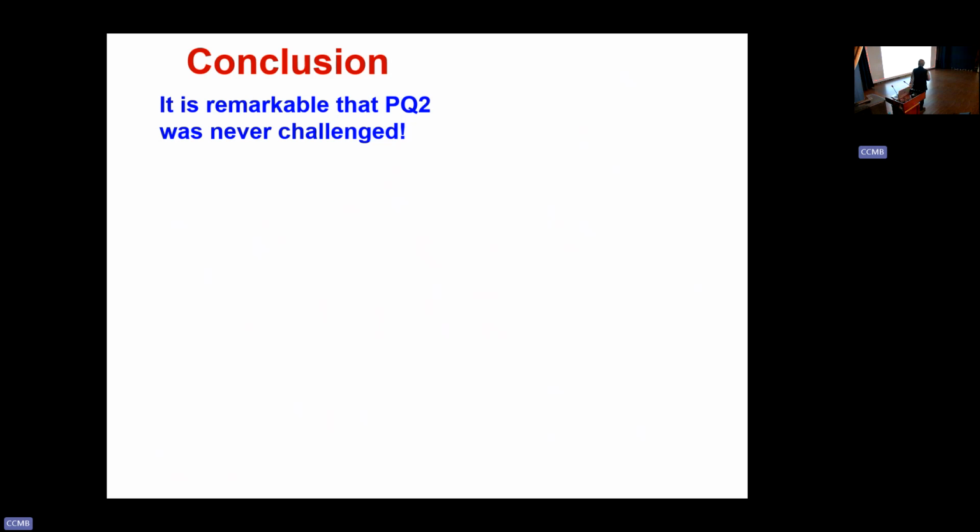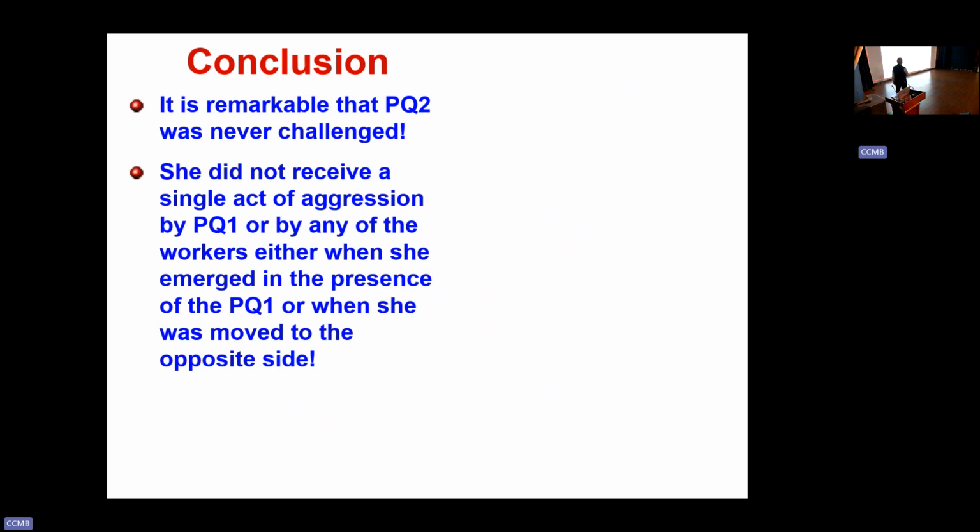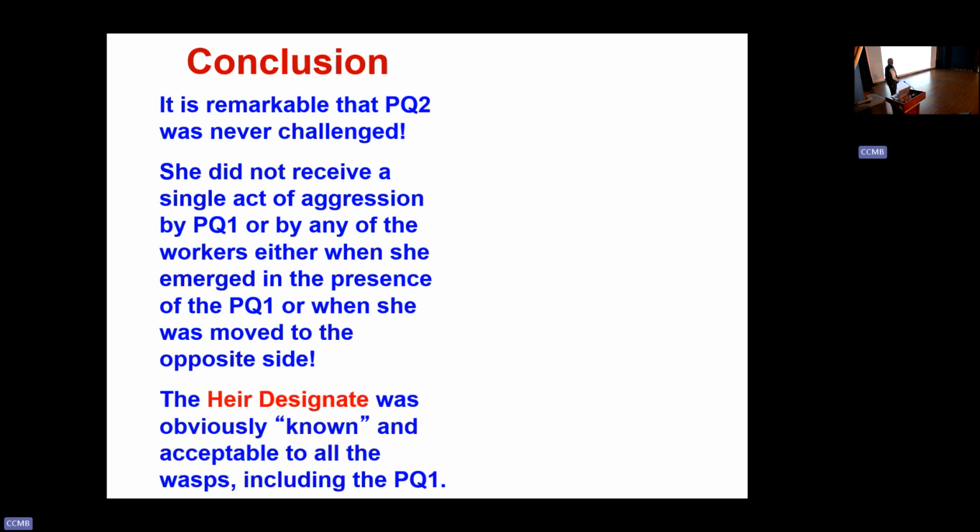We found, remarkably, that the potential queen number 2 was never challenged. She did not receive a single act of aggression from the potential queen 1 or from any of the workers, either when she emerged on the side or when she went to that side. And that is why we have confidence that the heir designate was obviously known and acceptable to all the wasps, including the potential queen 1. She knew, that's not my turn yet. That is why we have confidence.